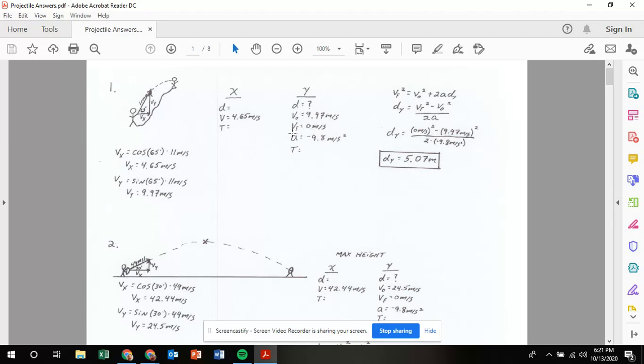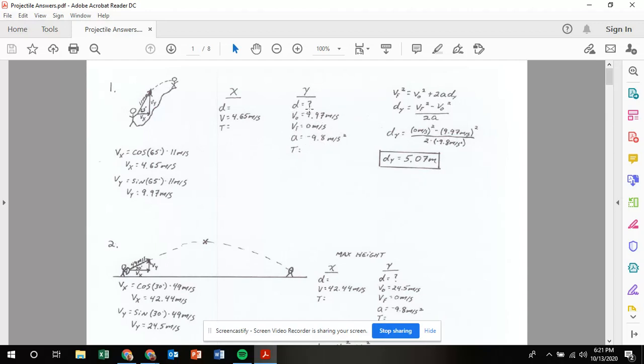The rest of our numbers: final velocity is 0 because the problem says the other person catches it at the highest point. And at the highest point, it's going to stop going up, so the velocity final is 0. And the acceleration in the y direction for all projectiles is negative 9.8 meters per second squared. For this one, we actually have enough information in the y direction to solve straight away.